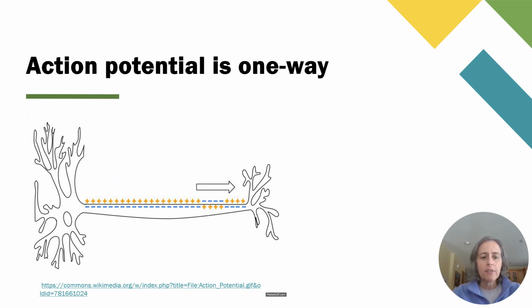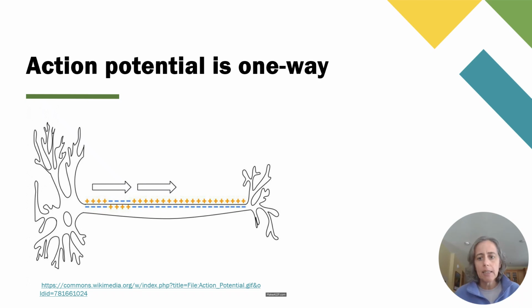So we start off seeing those little yellow plus signs outside of the cell and blue minus signs inside of the cell, because at baseline, at resting membrane potential, the inside of the cell is negatively charged. When the action potential occurs, sodium ions, which are positively charged, rush into the inside of the axon, thereby flipping the charge and making the inside of the cell relatively positive compared to outside. And then that continues sequentially down the length of the axon.